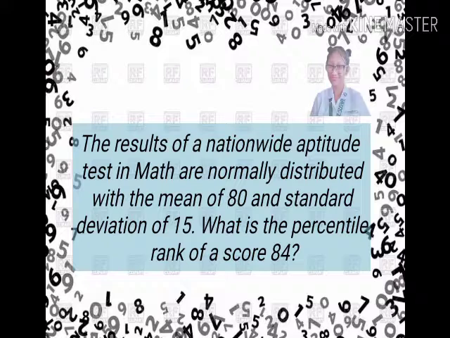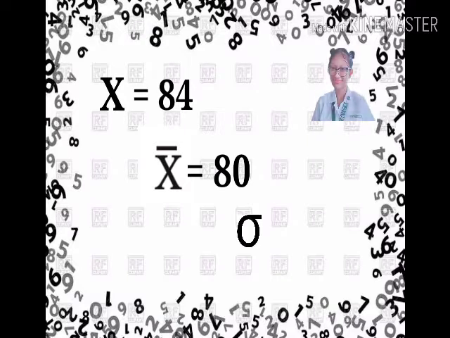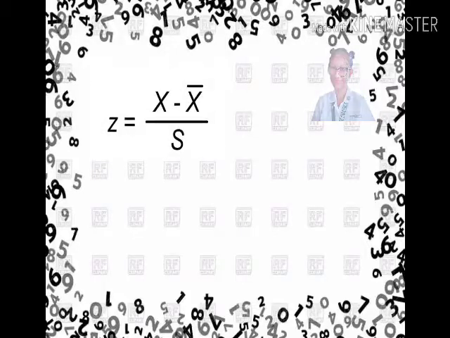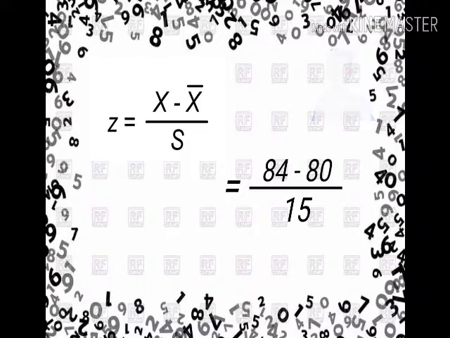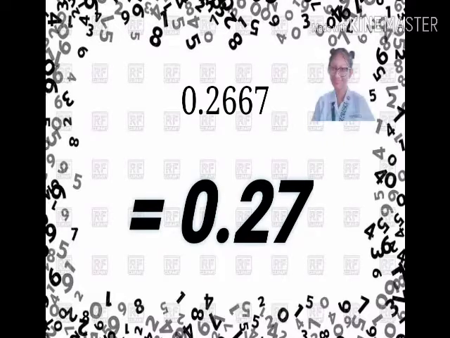What is the percentile rank of a score of 84? So first, let us find the z-score by using this formula. Z is equal to raw score minus mean divided by standard deviation. The given are raw score 84, mean 80, and standard deviation 15. Substitute it to the formula. So Z is equal to 84 minus 80 divided by 15, equals 4 divided by 15, getting the answer of 0.2667 or estimate it to 0.27.